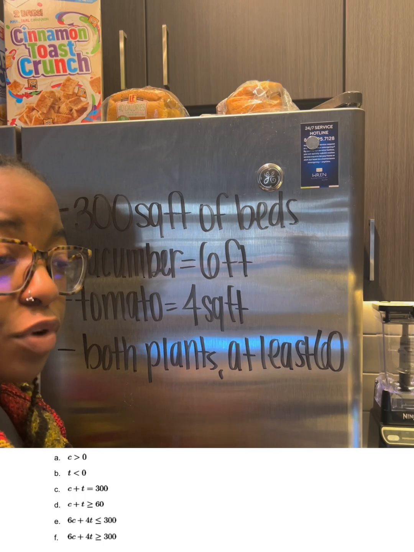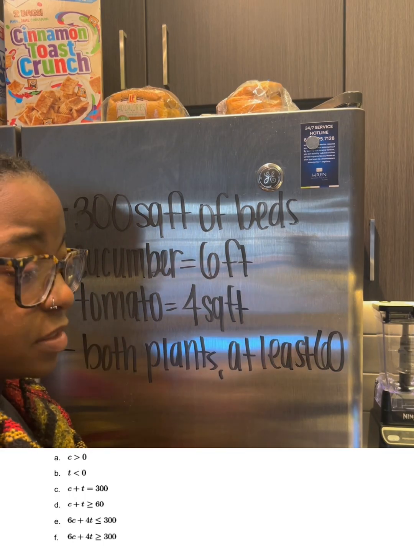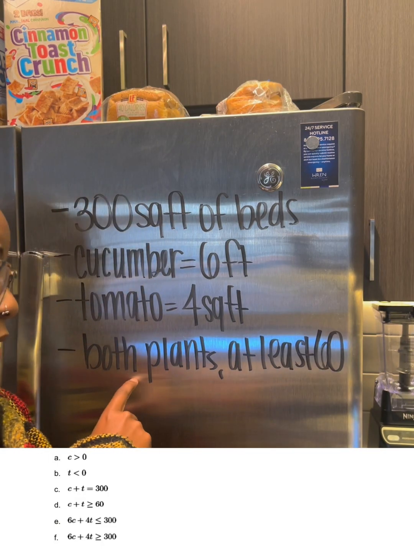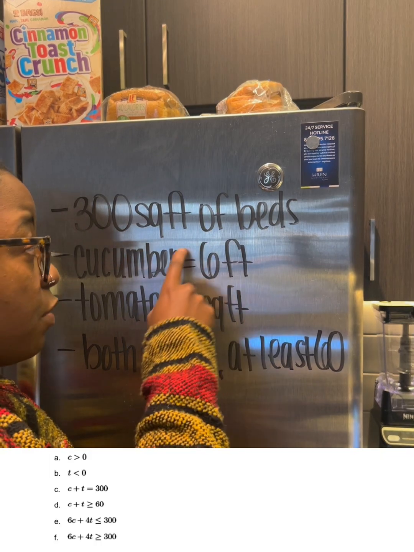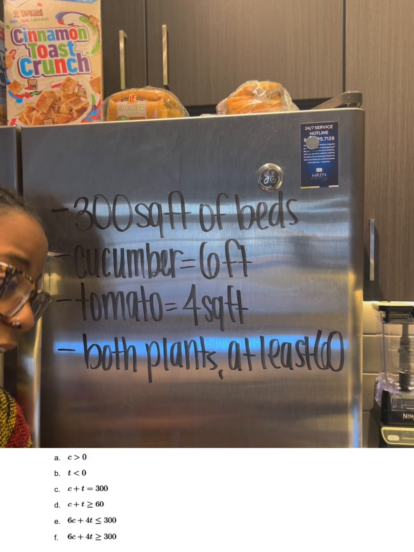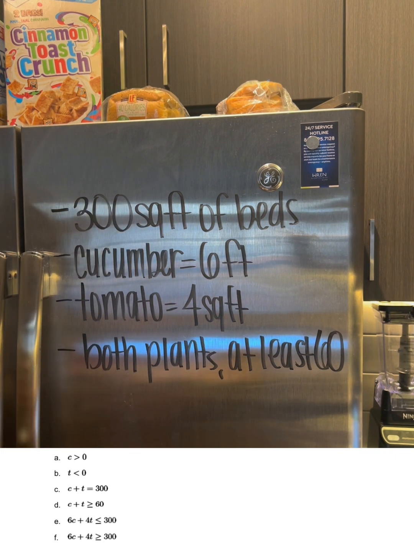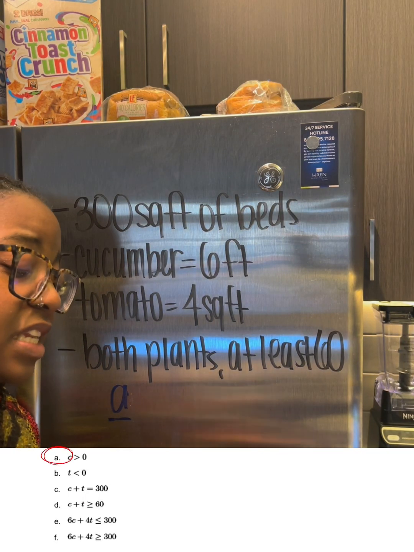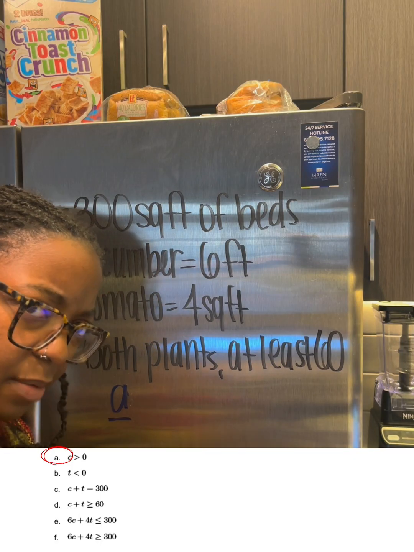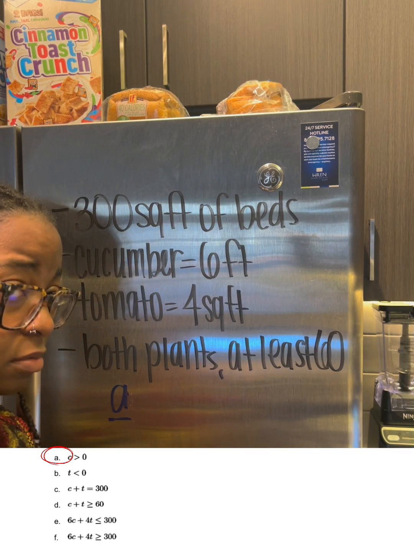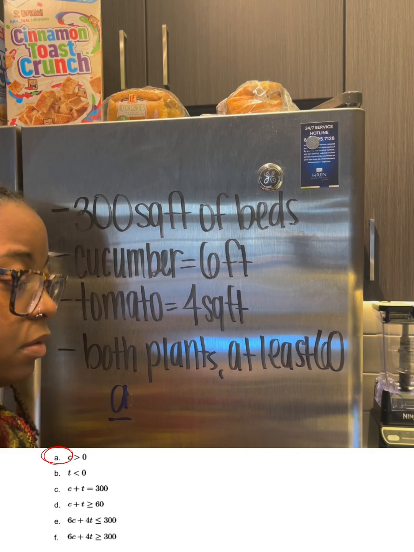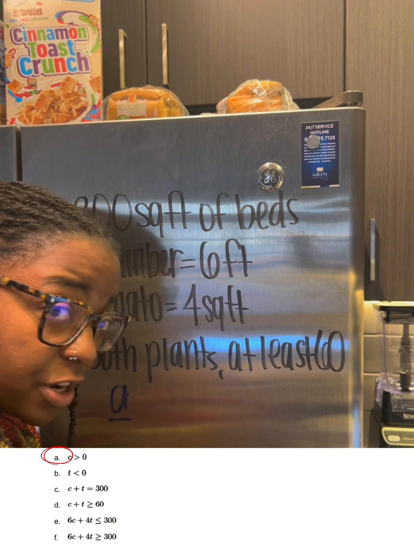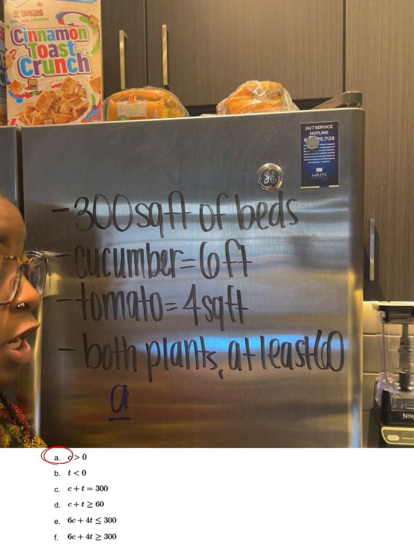So will the number of cucumber plants be greater than 0? Yes, because they told us that they want to plant both. The students want to plant some of each type of plant, both plants. So that means I'm not going to have a 0 of cucumber or tomato. Okay, so A is one of them. A es respuesta correcta. Now, B, T is less than 0. Can I have a negative tomato plant? Because the only numbers less than 0 are negatives. So no B, no B. Okay? C is C plus T equals 300. This is a trick. C and T are the number of plants.